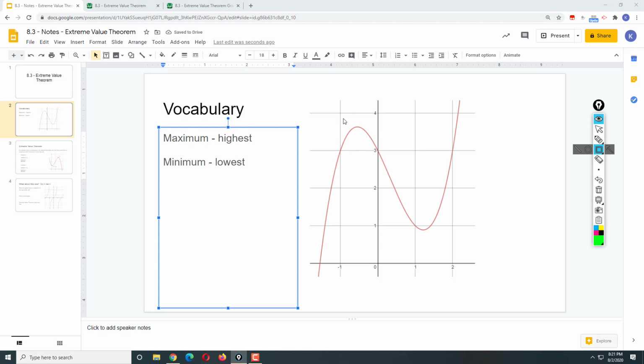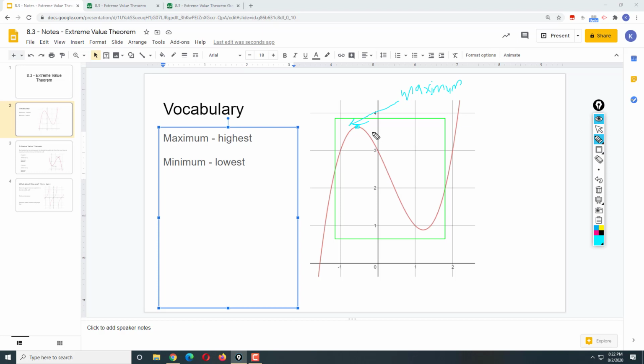For example, let's look at this region. In this interval, the graph is at its highest point here. The graph is going up and then going down. So the point where the graph is at its highest point, that's called the maximum.